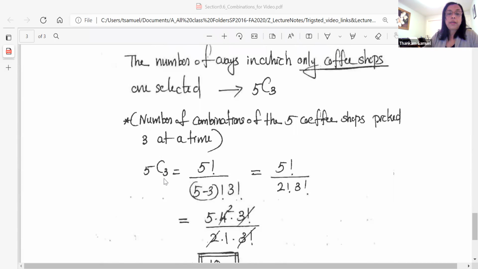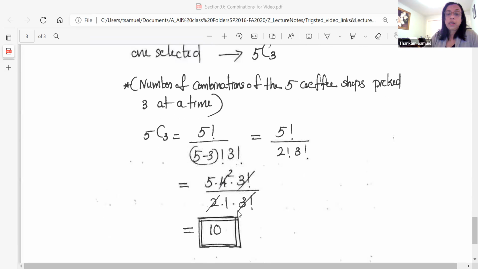So we can evaluate 5C3 as 5 factorial over 5 minus 3 factorial times 3 factorial. So we can rewrite 5 factorial as 5 times 4 times 3 factorial over 2 factorial as 2 times 1, then 3 factorial here. So we can cancel these 3 factorials in the numerator and denominator. So the final answer is 10. So the number of combinations of the 5 coffee shops picked 3 at a time is 10.